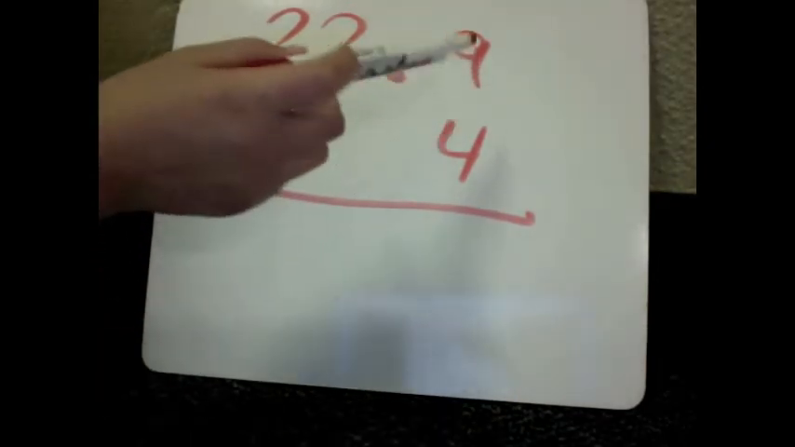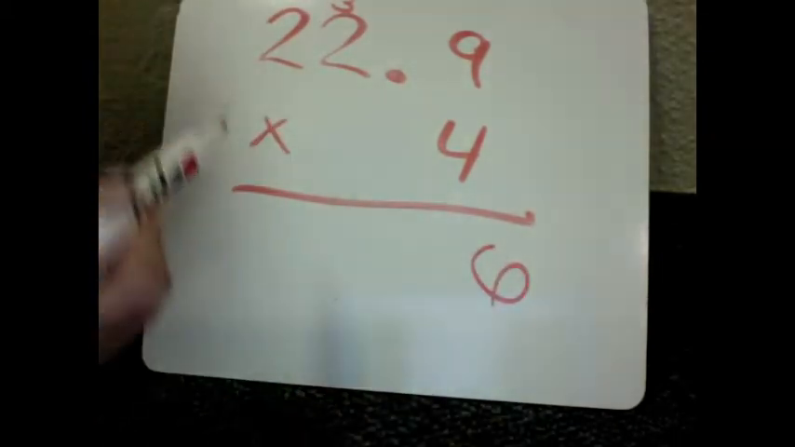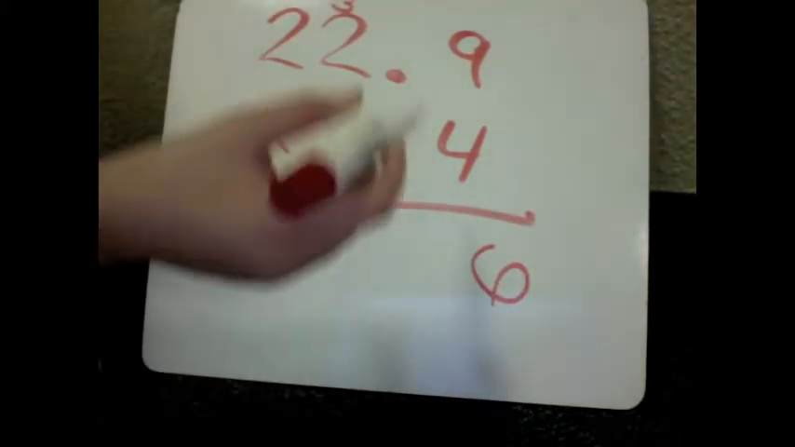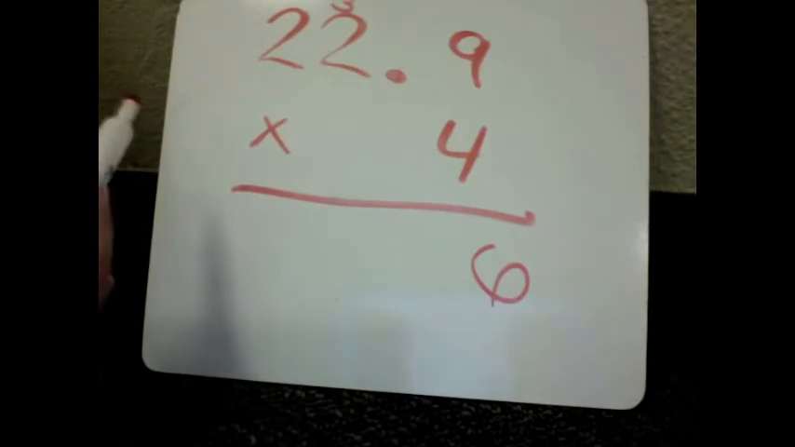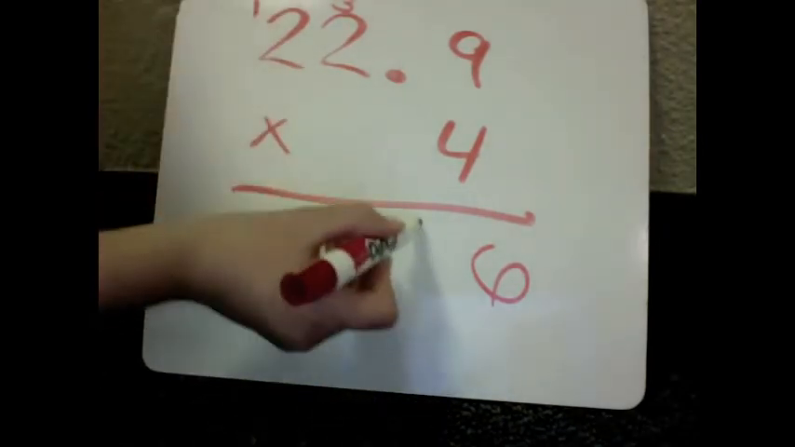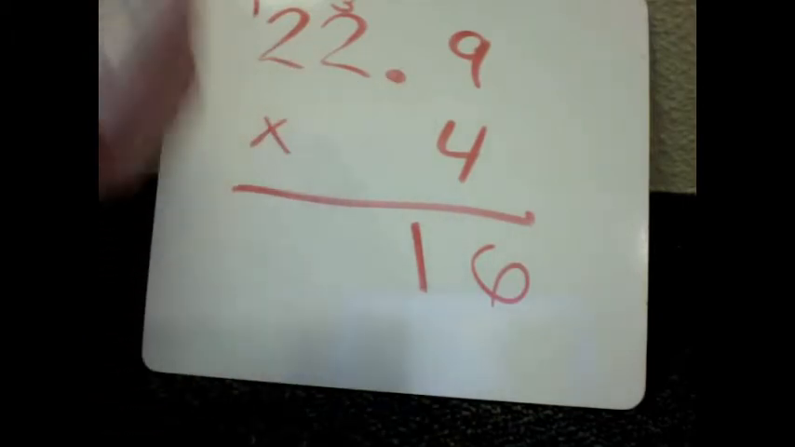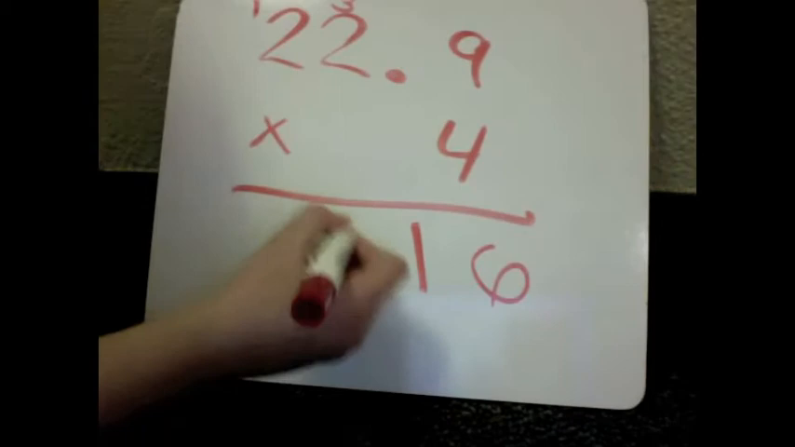So 9 times 4 equals 36. Carry the 3 and then put down the 6. And then we would multiply 4 times 2 equals 8 plus 3 equals 11. So carry the 1 and then put down a 1. And then 4 times 2 equals 8 plus 1 equals 9.